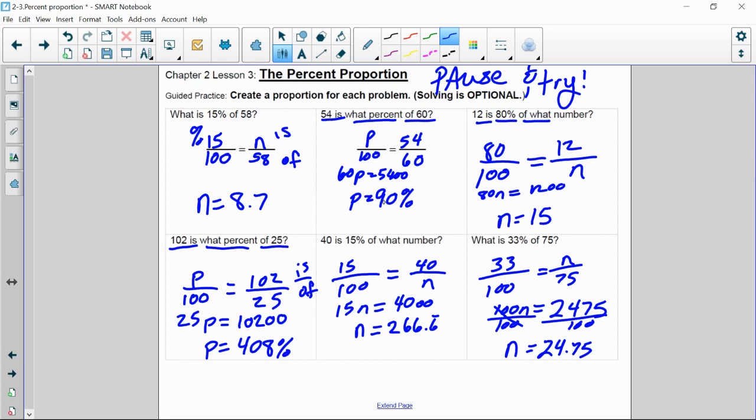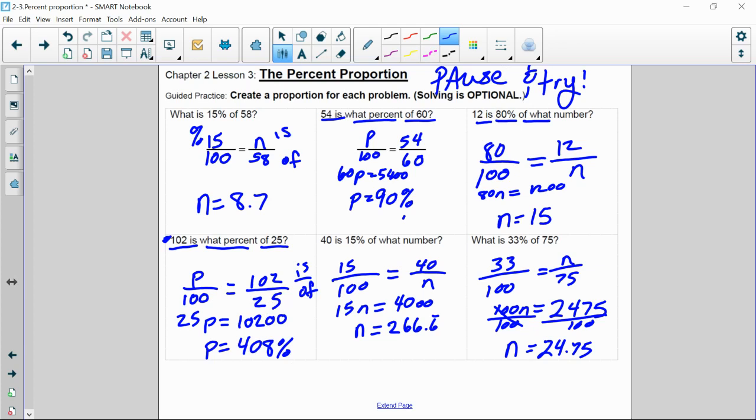Okay, then I got 90% for the next one. 15 is the whole number if 12 is 80% of the number. What percent? This is the tricky one here. Okay, so I made sure to double check myself, did I put in the right order? My number on top is a lot bigger than the number on the bottom. So that gave me a huge percentage.